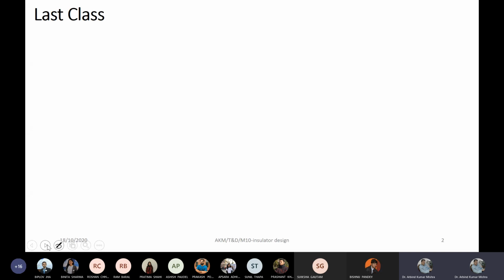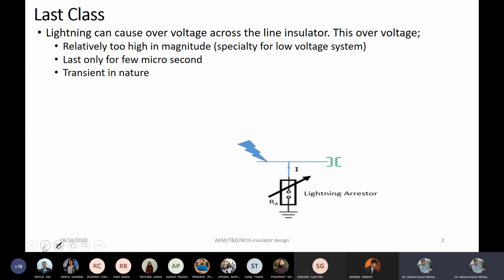What we discussed is that lightning can cause a very high overvoltage to the insulator string of the transmission line. This voltage, though very high in magnitude, vanishes automatically in a few seconds, a few microseconds, and that's why we call this voltage transient in nature.